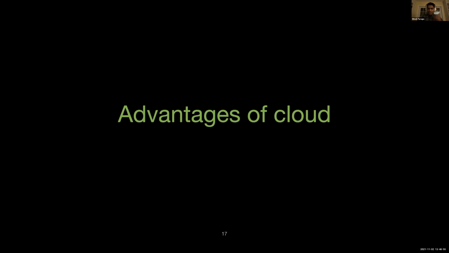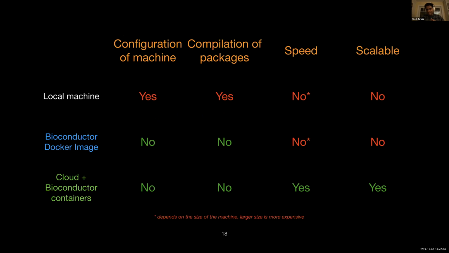So what are the advantages of the cloud? Why do you need to use these Docker images on the cloud? I'd like to take this opportunity to present a table. It compares four concepts: whether you need to configure the machine, whether you need to compile the packages, the speed of that machine, and scalability. I'm trying to demonstrate here that using the cloud and a Docker image provided by Bioconductor is the way to go for being the most efficient you can be.